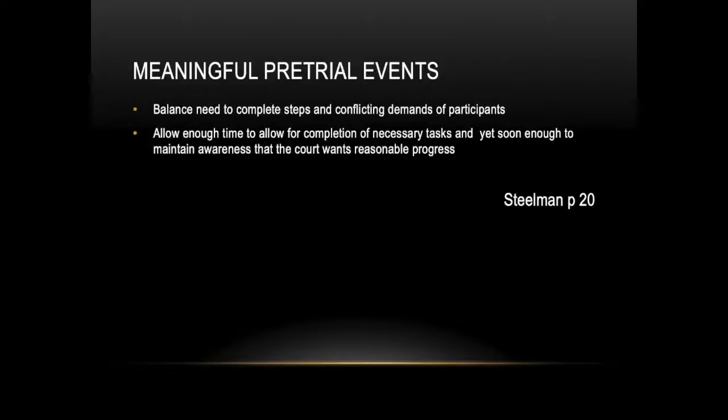If you can tell a witness that they're going to be needed in court on the 18th of October, 6 weeks ago, you'll have a much better chance of them coming than if you adjourn, and then last week you say you need to be in court on the 18th of October. So you have to balance that. You have to make sure the steps are taken, but you have to really look at the conflicting demands of the participants, and allow enough time for the completion of the necessary steps.